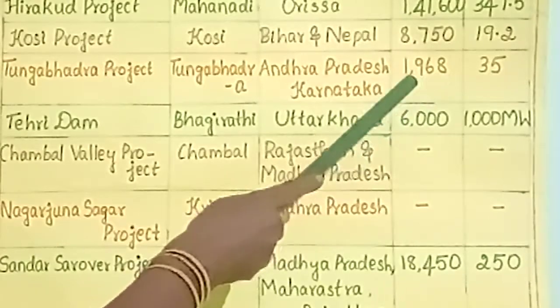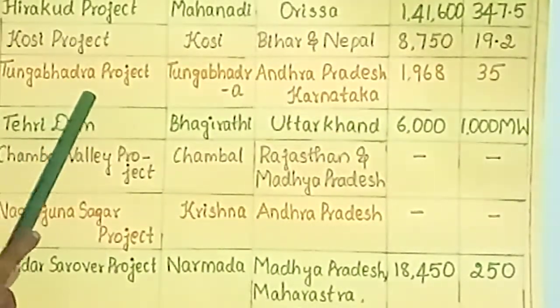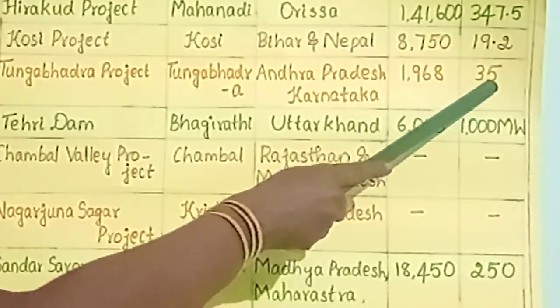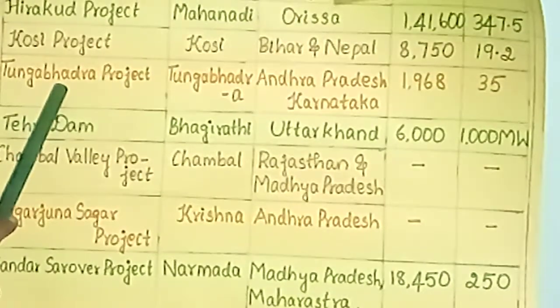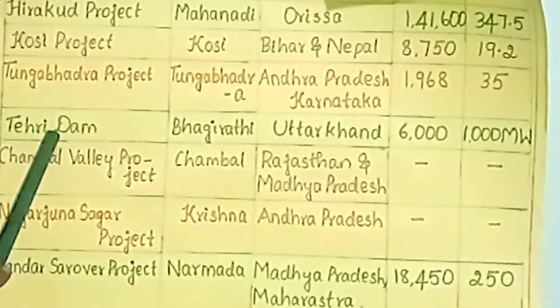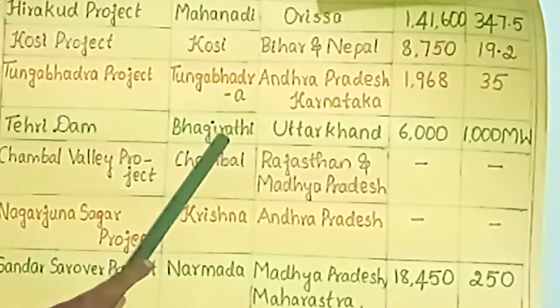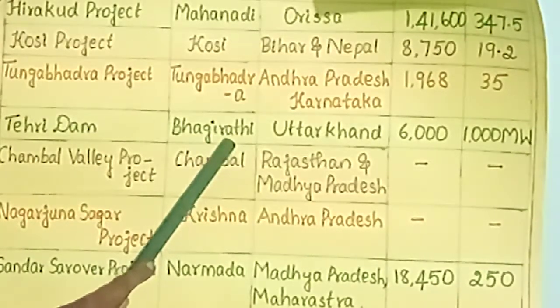1,968 square kilometers of area are irrigated through this dam's water, and also 35 megawatts of electricity are produced. Then the next one is the Tehri Dam, built across the river Bhagirathi.